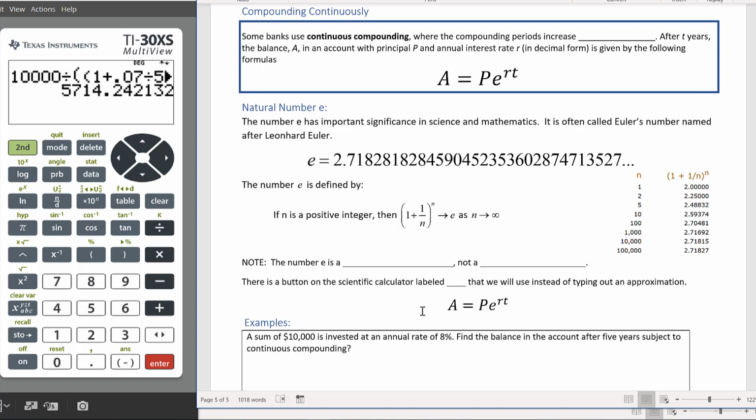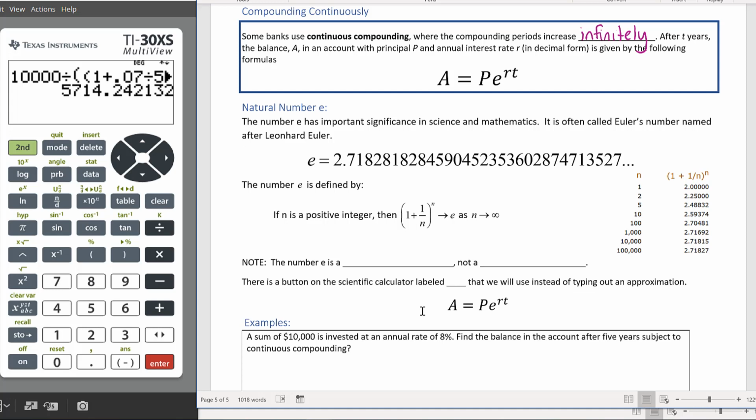Next, we're going to talk about compounding continuously. Some banks use continuous compounding, where the compounding periods increase infinitely. Remember how we had compounding once a year, semi-annually, twice a year, quarterly, which is 4 times a year, monthly, which was 12 times a year, weekly, which is 52, daily, which is 365 times a year, hourly, every minute. If you keep making those periods smaller and smaller, and the number of compounding periods increases infinitely, then you have what we call compounding continuously. Every single moment it's compounding, you're getting a little bit more money.